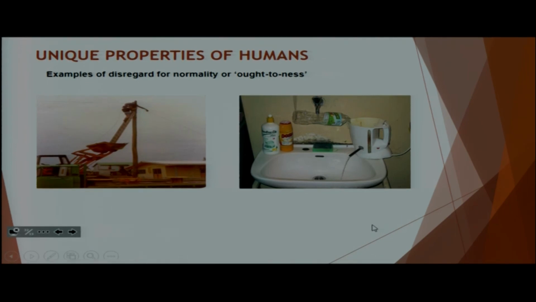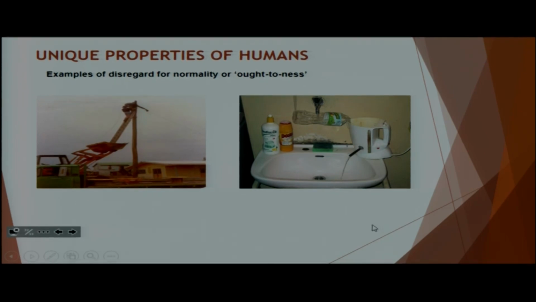Examples of disregard of normality or oughtiness by human beings. Look at those two pictures, and everything is wrong. We don't know if people are stealing cable there or trying to fix electricity, but they've got a cherry picker, and inside the cherry picker they put in a ladder. Is this safe or not? Definitely it's not safe. Look at the second picture, a homemade geyser, if I may say so.